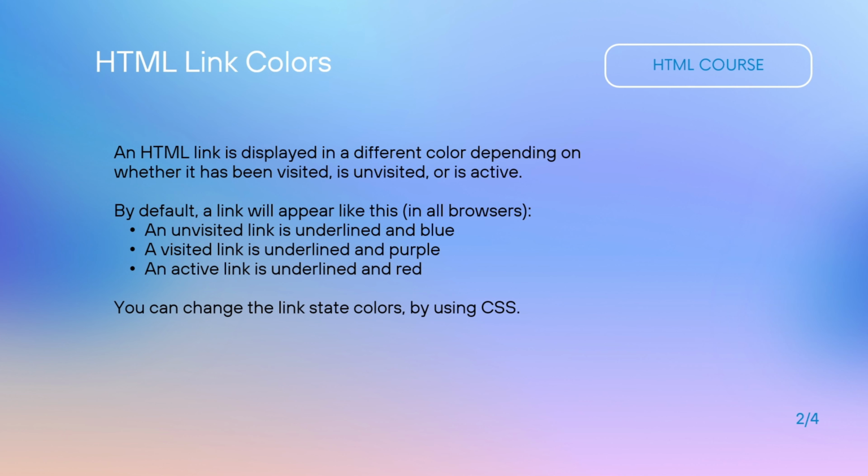Number 2, visited. This is a link that the user has already clicked. By default, it appears purple and underlined. Number 3, active. This is a link that is currently being clicked. By default, it appears red and underlined.